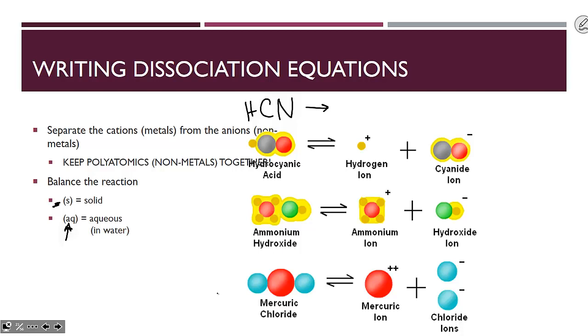So for example, hydrocyanic acid or hydrogen cyanide, we're going to separate the metals, in this case hydrogen, from the nonmetals, the carbon and nitrogen, and return to them their charges. Hydrogen will form a +1 charge, it's a group 1 metal, while cyanide, the polyatomic ion, has a -1 charge.